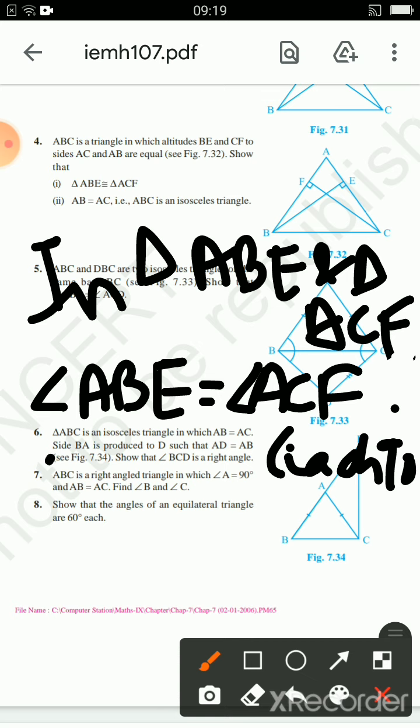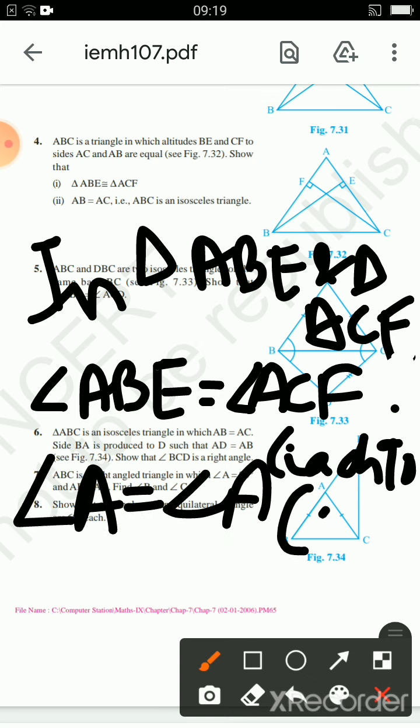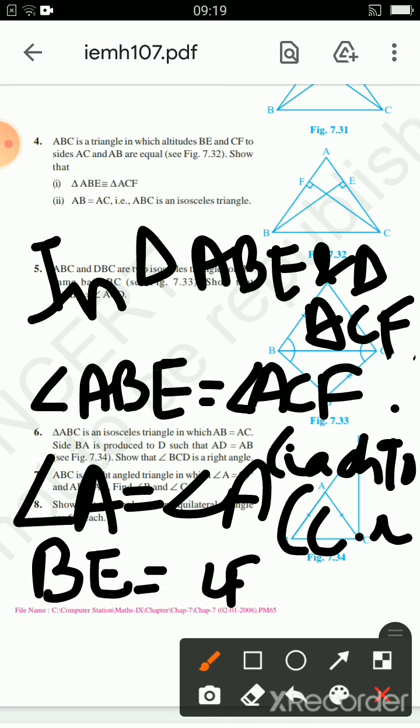Second thing you are provided with is angle A equal to angle A, which is the common angle. And the third thing you are provided with is BE equal to CF. It is given in the question. So you will write given. So two angles and one side.